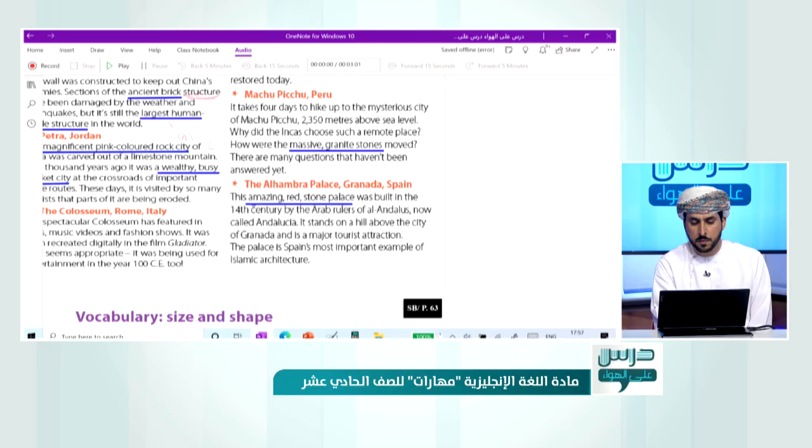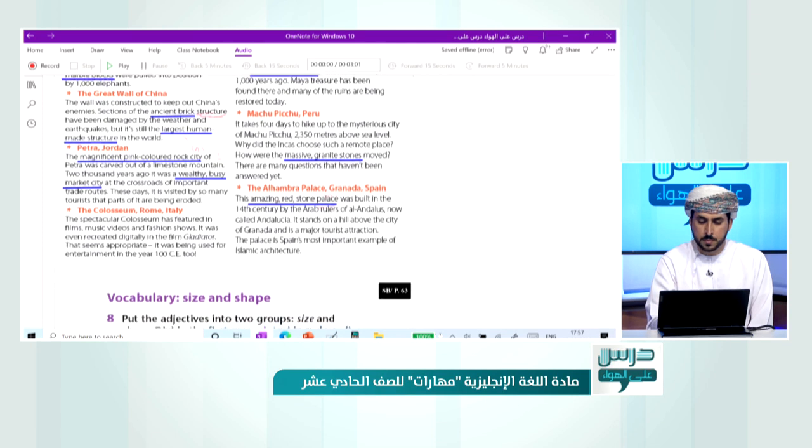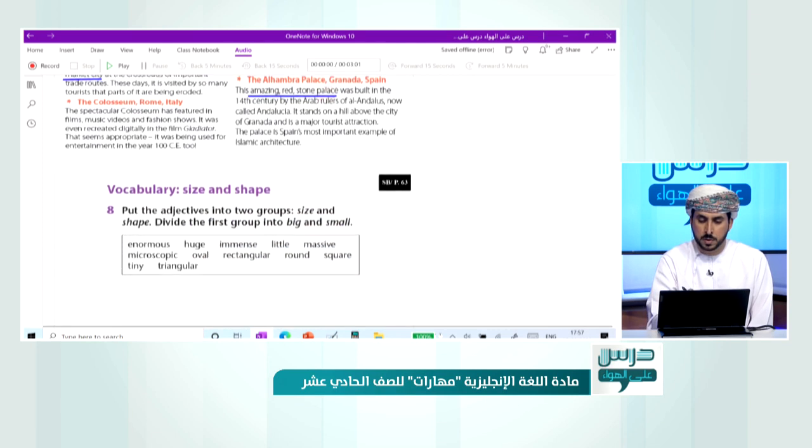And finally, in the last text, we have amazing red stone palace. Where is the noun here? The noun is the last word here. This is the noun, palace. We have amazing as an adjective, we have red as an adjective, and we have also stone as an adjective. So these are the groups of adjectives that we have in the text, and we have answered this question also. I wish that you got the point of it.